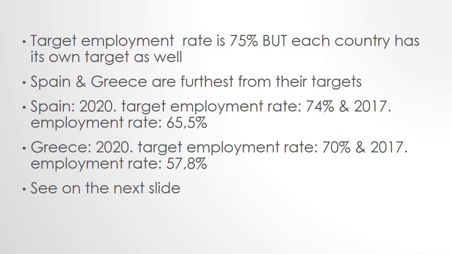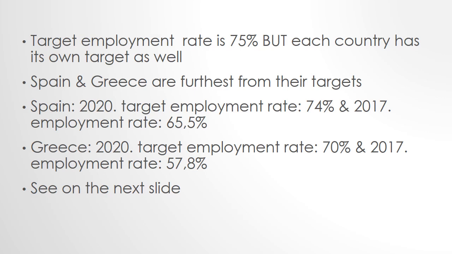Now, some figures about how countries managed to achieve the employment goals so far. The overall target employment rate is 75% in the EU, but every country has its own target as well. For example, Hungary has a target of 75%, and in 2017 the country's employment rate was 73.3%. In 2017, Spain and Greece were the furthest away from their own target rates. In Spain, the employment rate should be 74% by 2020, but in 2017 it was only 65.5%.